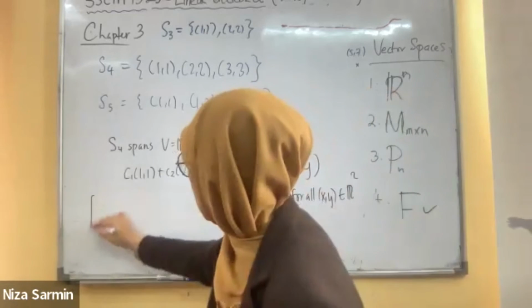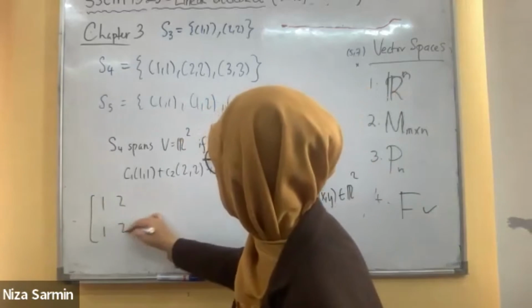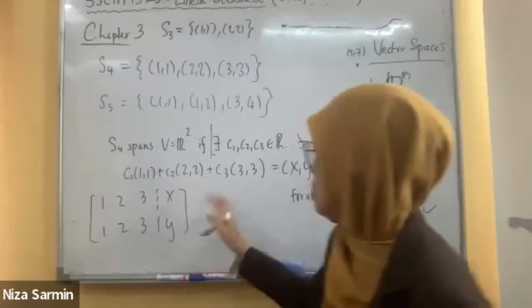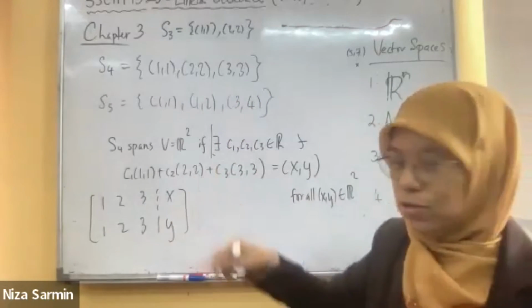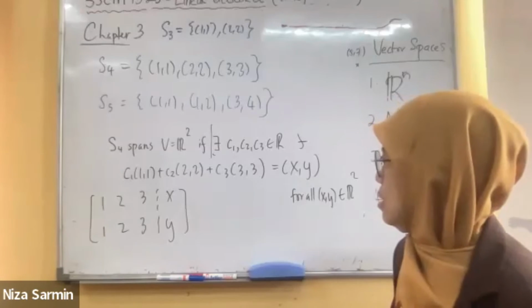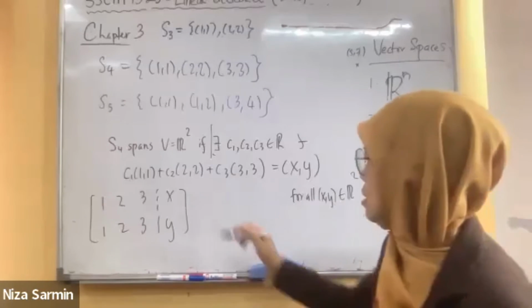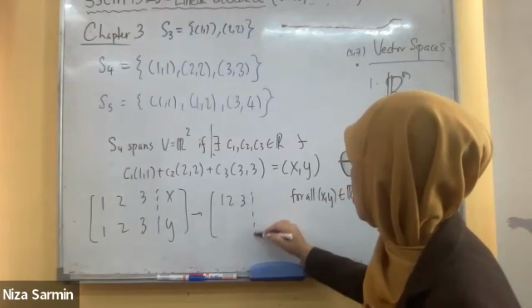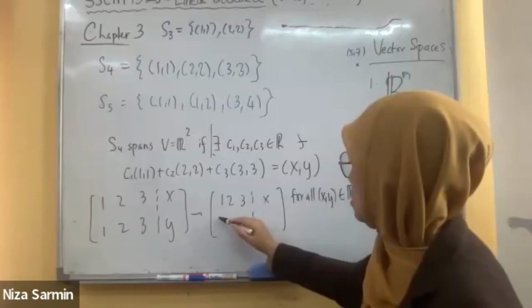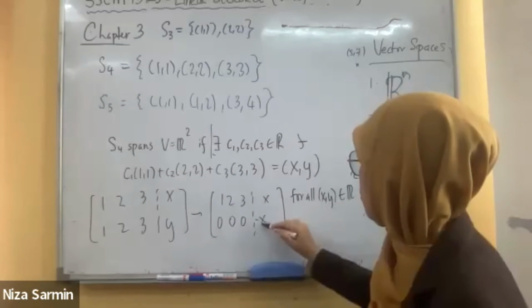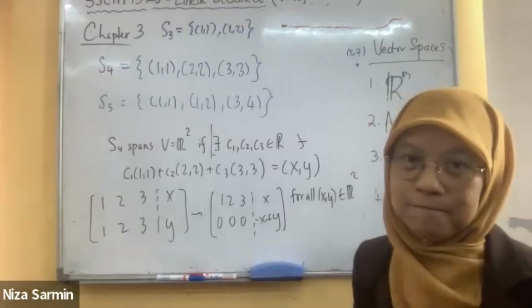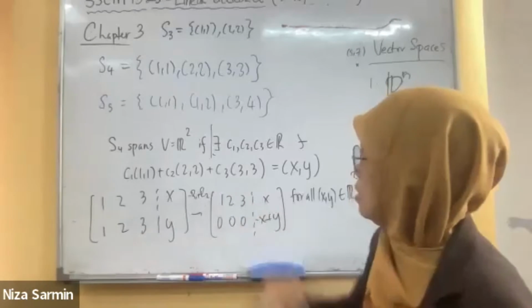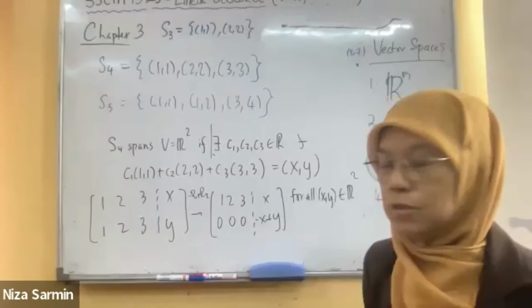So this one you can easily translate to this. You don't have to do it one by one, because it translates to this one, and you will get 0, 0, 0, negative x plus y, right? By using negative R1 plus R2.